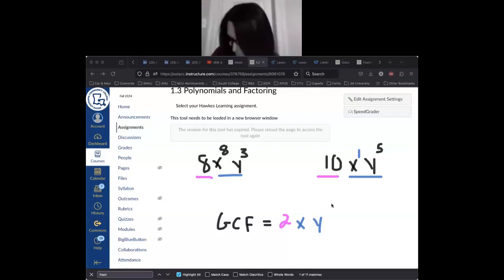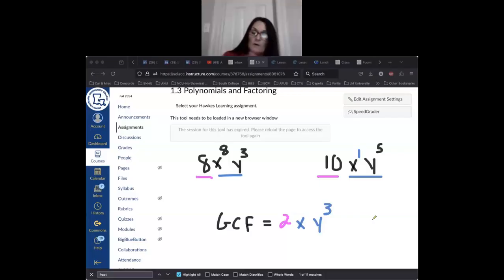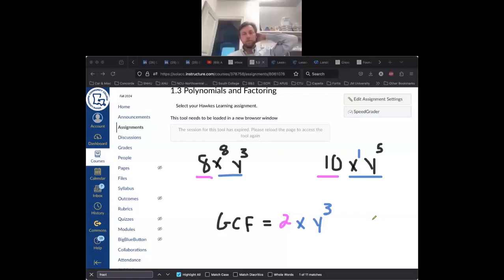And how about the Y? 3. Right. And there it is. So we mashed it all up. We found the GCF of the numbers in front, then the GCF of the variables attached, and mash it all up together. Any questions? Would we put the 1 on the x, or just leave it as just an x? Just an x. Good question.